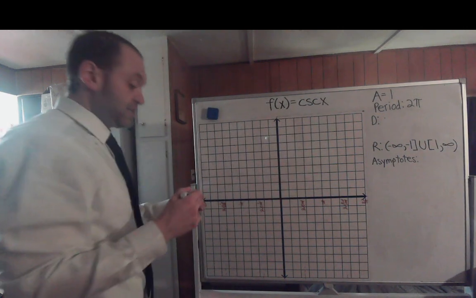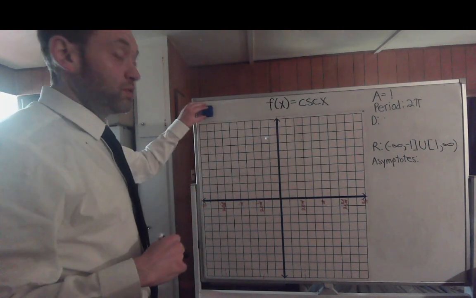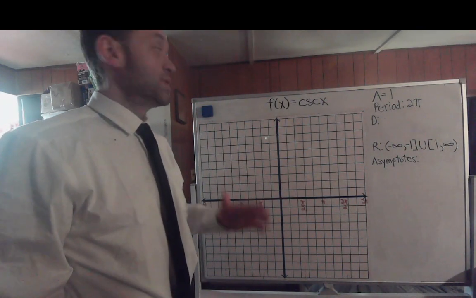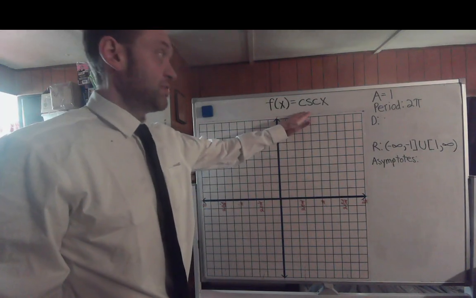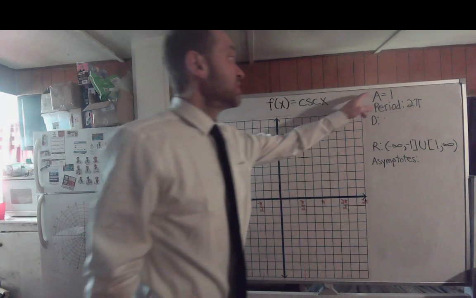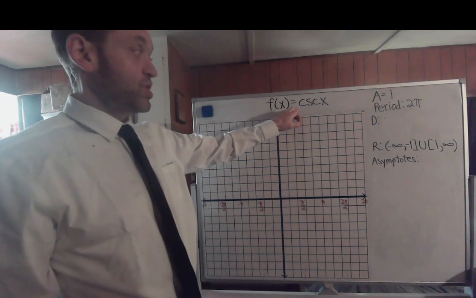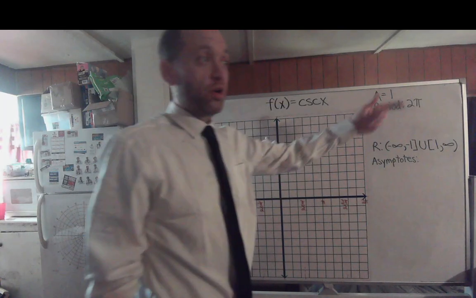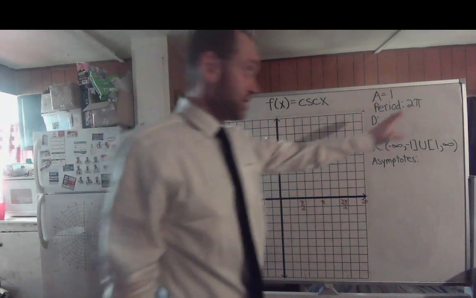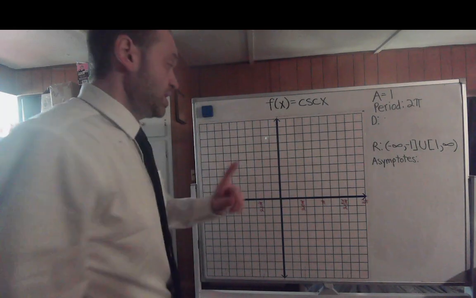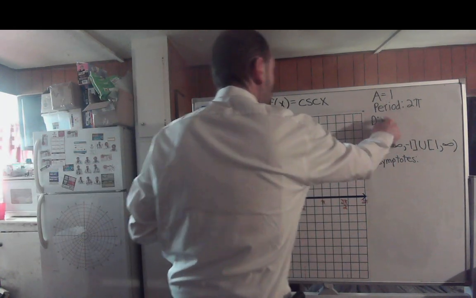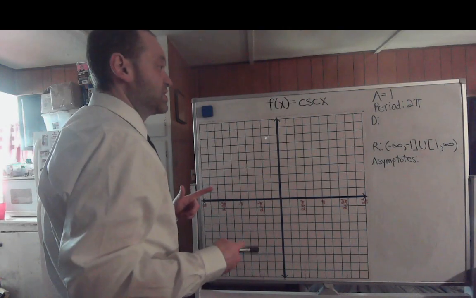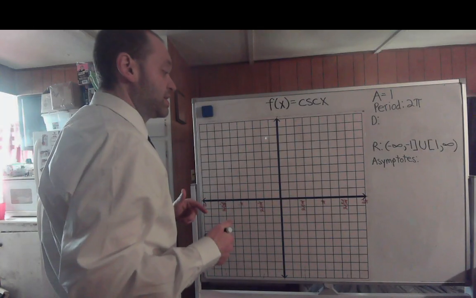So we're going to deal with f of x equals the cosecant of x. Well, the cosecant of x, as you know, is the reciprocal of the sine of x. Your amplitude is still 1. That's the coefficient on your cosecant, really the absolute value of 1, which just gives you 1. Your period is still 2 pi. That hasn't changed.